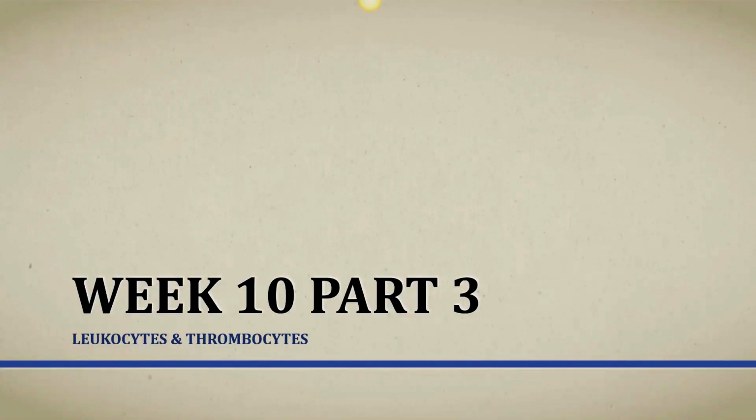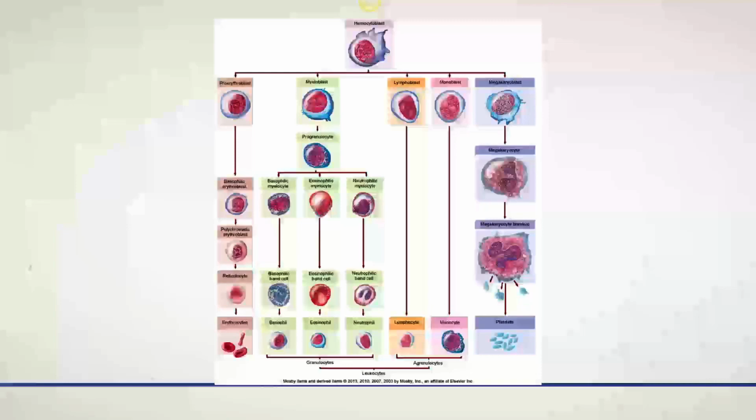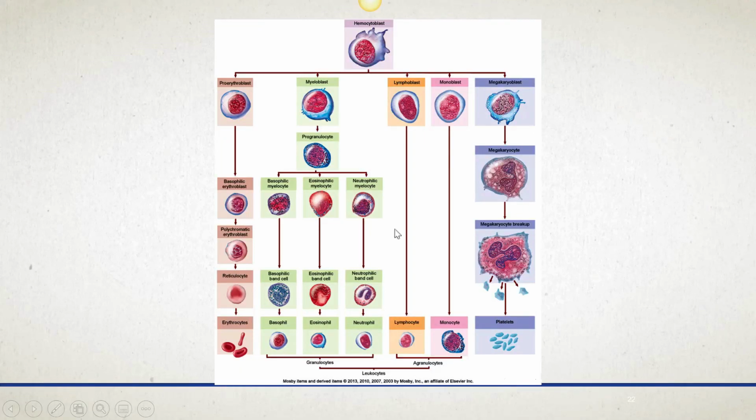This next section talks about leukocytes and thrombocytes. So leukocytes are white blood cells and thrombocytes are platelets. And this shows kind of the differentiation of the different types of blood cells. And this entire process happens inside of the bone marrow.